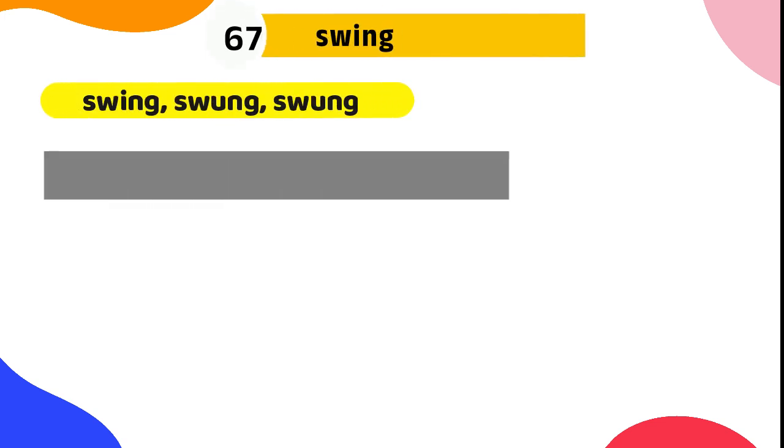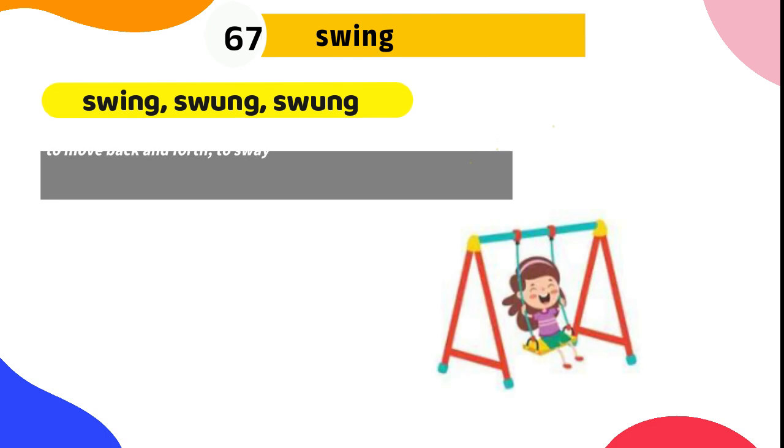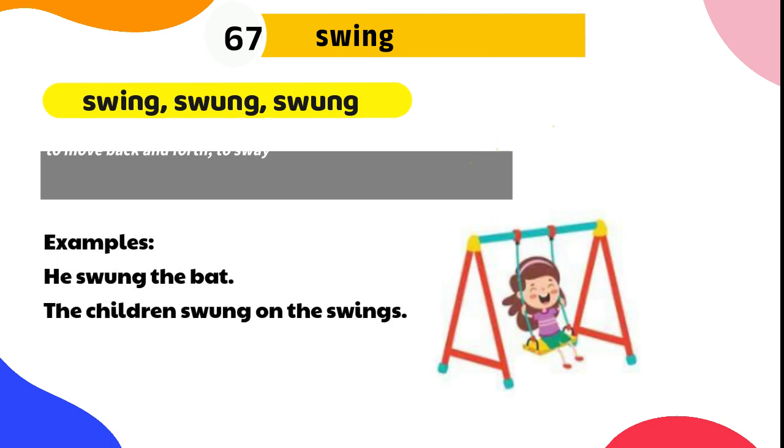Swing, swung, swung. Meanings: to move back and forth, to sway. Examples: he swung the bat. The children swung on the swings.